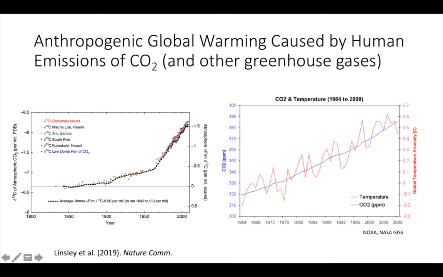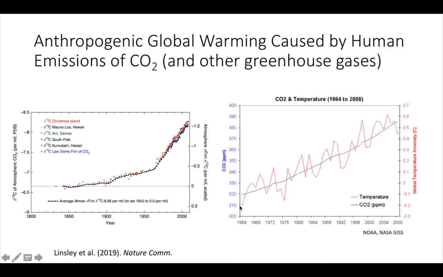So when we look at carbon dioxide, we can see right from the Permian and Carboniferous delta 13C that anthropogenic global warming is caused by human emissions of CO2. And when we compare our CO2 trend that we saw from the Keeling curve with the global temperature, you can see what we mean by a first order control on climate.